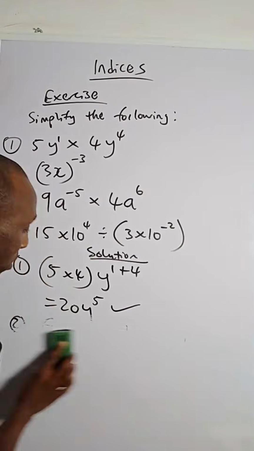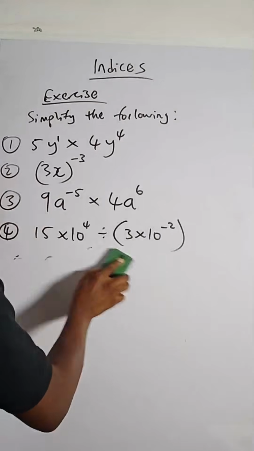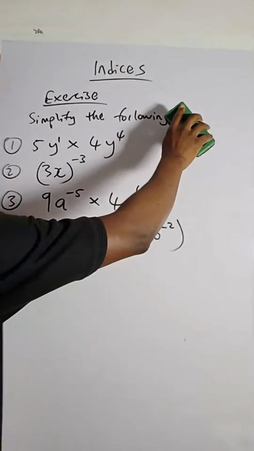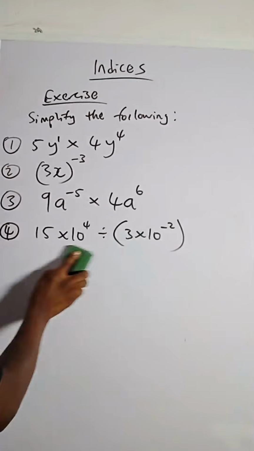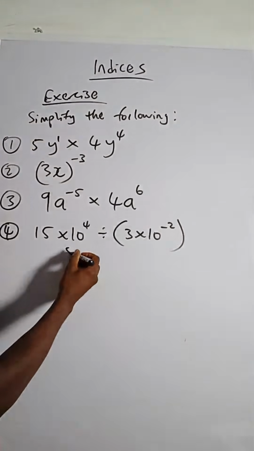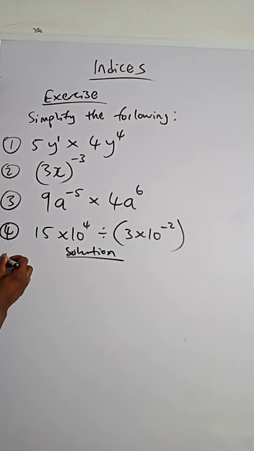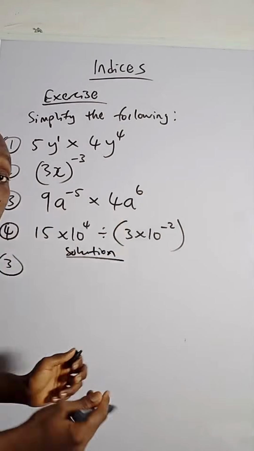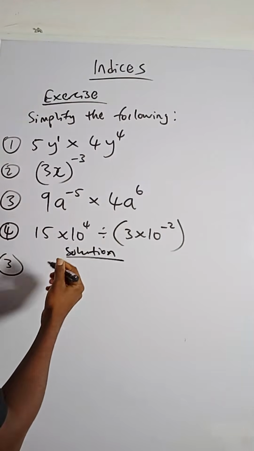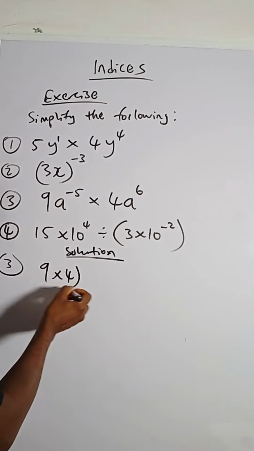Okay, we're done with that. So let's go to number 3. Let me just clean this and still maintain it here. So number 3. See, 9 and 4, just multiply because of these times. 9 times 4, all right? And you can wrap it in a bracket.